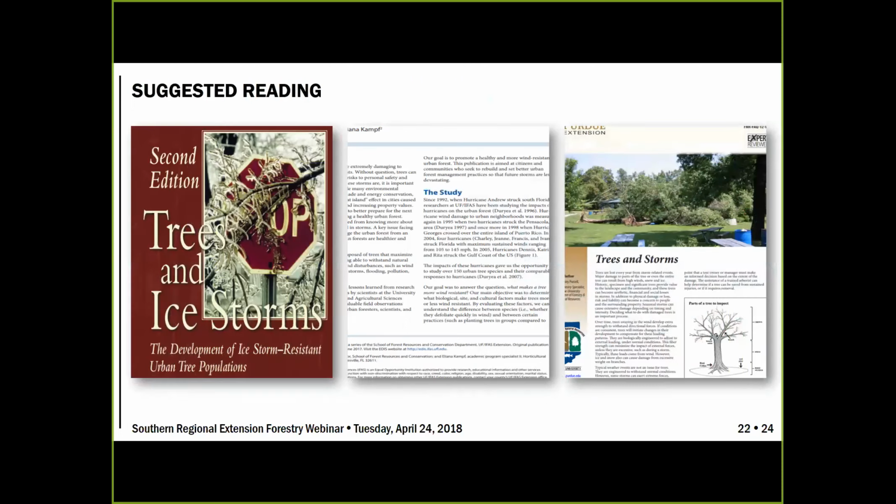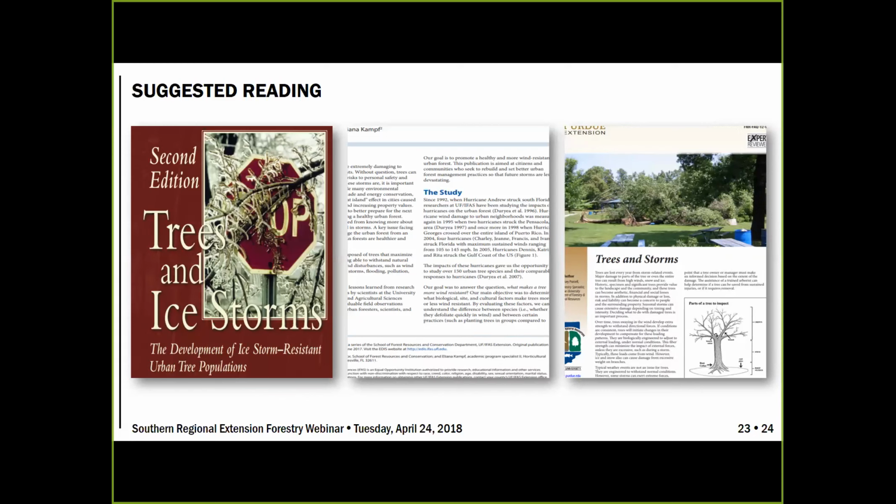I mentioned earlier some suggested readings. These are 3. In each one of these, you will find some more extensive lists for trees that are known to or thought to be more storm resilient. Each one of these publications is associated with a university. The one on the left was written by Dr. Rich Hauer, who is currently a professor at University of Wisconsin-Stevens Point.